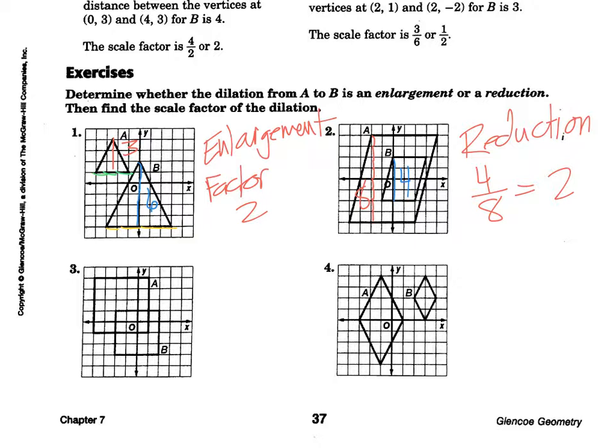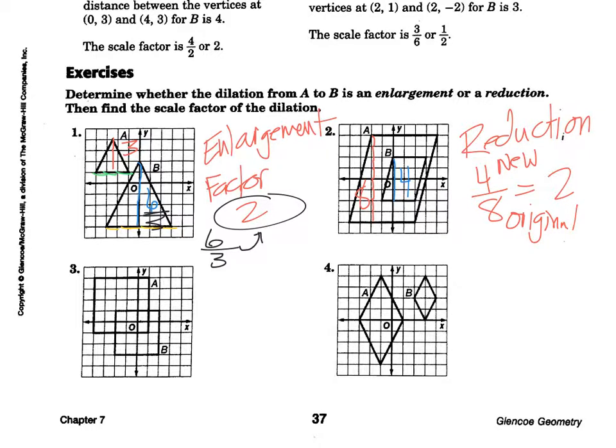So let me state that. In order to get the scale factor, you do new over original. New over original. So let's go back to the previous one, problem number 1. How did I get 2? The new value was 6 over the original, which was 3, and that reduces to 2.